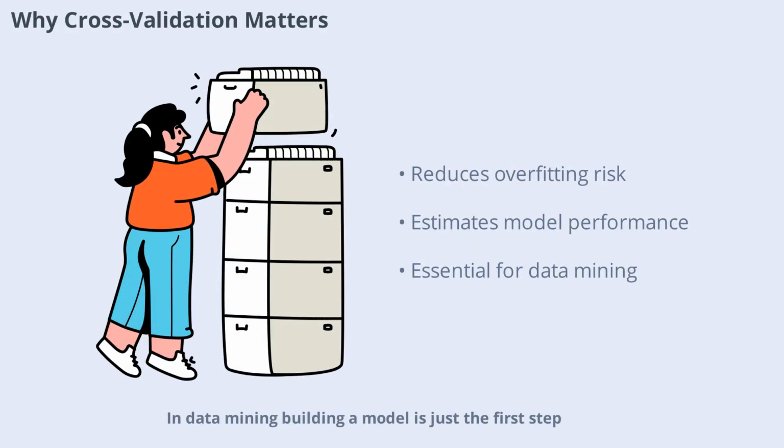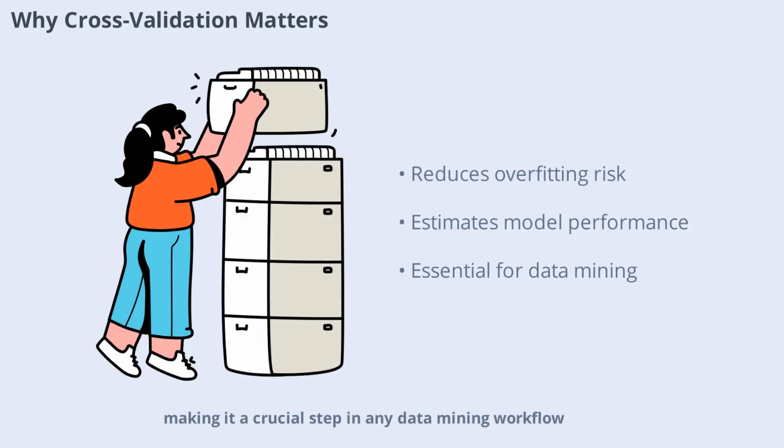In data mining, building a model is just the first step. The real challenge lies in ensuring that your model performs well on new, unseen data. This is where cross-validation comes in. It helps us estimate the generalization ability of our models, reducing the risk of overfitting. Overfitting happens when a model learns the training data too well, including its noise and outliers, and fails to perform on new data. Cross-validation provides a systematic way to evaluate and compare models, making it a crucial step in any data mining workflow.